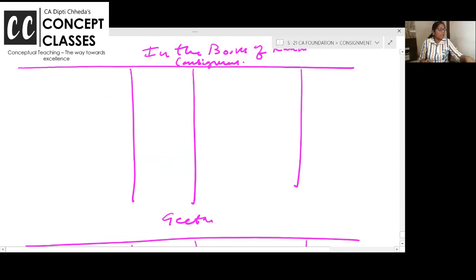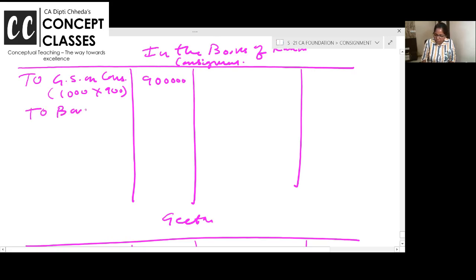Rakhi consigned 1000 goods at 900 each. Goods sent on consignment, 1000 into 900, 9 lakh. Rakhi has incurred, so to bank, our expenses are 7650 plus 3250. Total is 10,900.